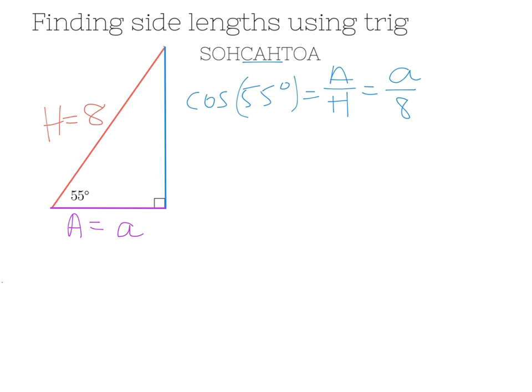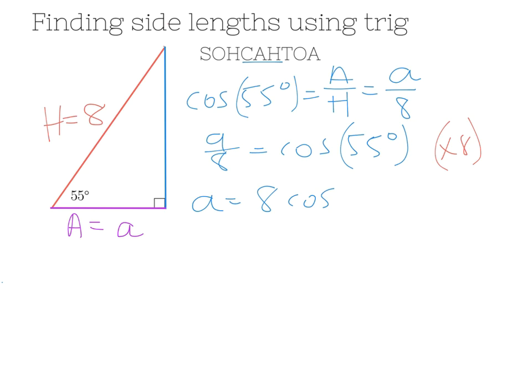Since the pronumeral is on the right hand side and we want it on the left, just swap sides. So a on 8 equals cos of 55 degrees. To get rid of dividing by 8 on the left, we multiply both sides by 8. So we have a is 8 cos 55 degrees. We don't need a multiplication sign between the 8 and the cos. On the calculator, that gives us 4.59.